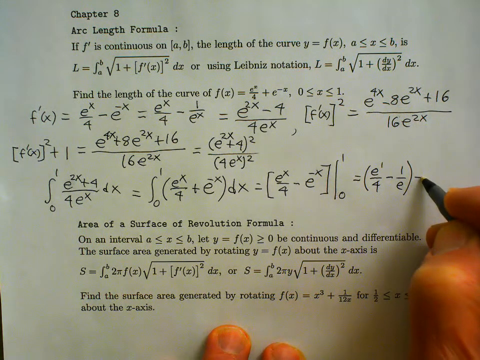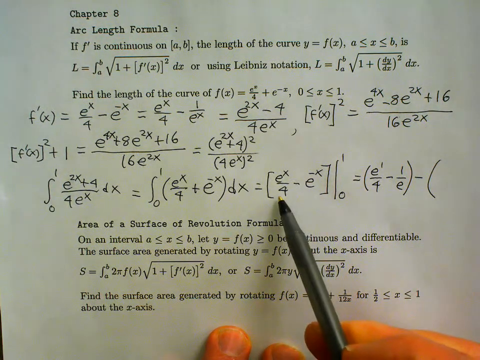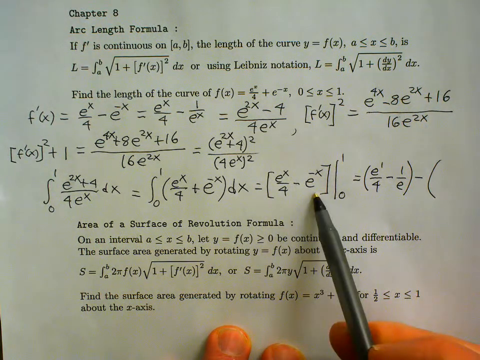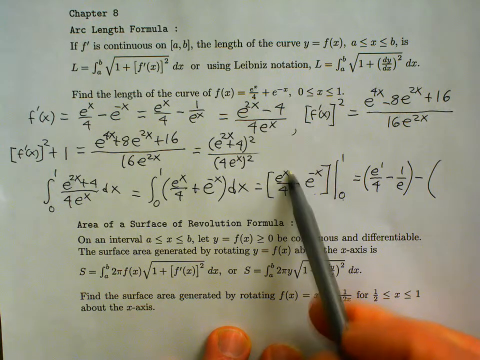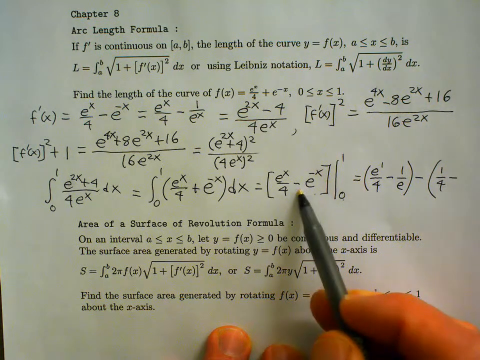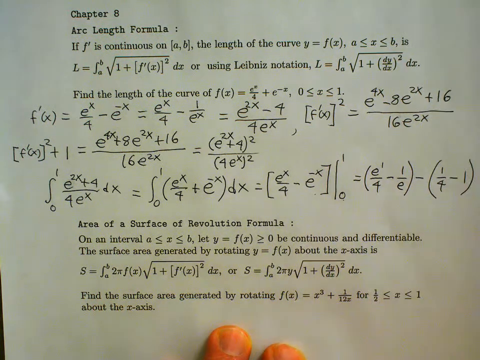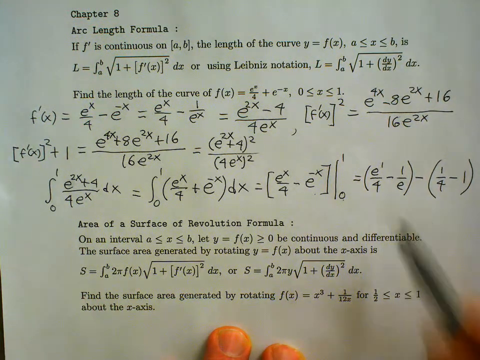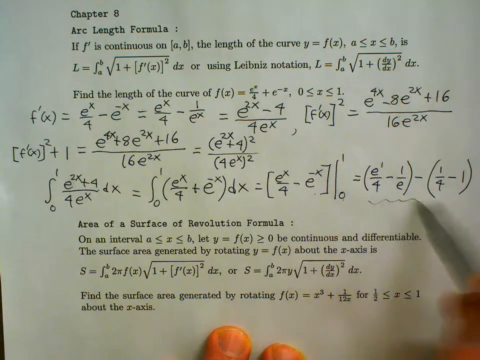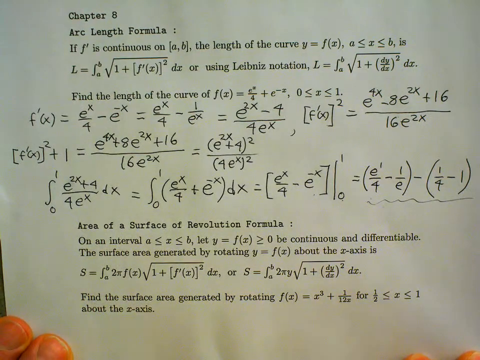And then from that, we subtract when we evaluate this with x equals 0. So e to the 0 is 1, so it's minus 1/4. And then minus e to the 0 again is minus 1. Okay, we can simplify a little bit more, but I'll leave the rest of that for you to do. That is the length of the curve.